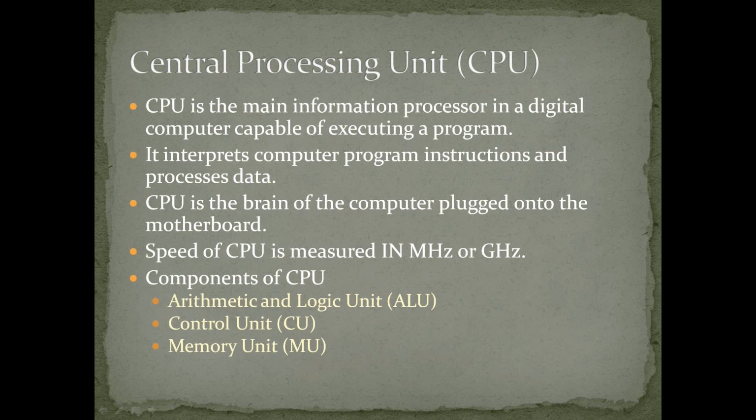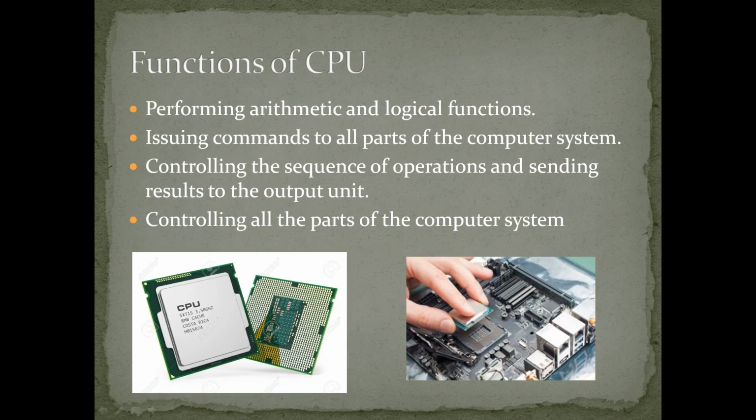Central Processing Unit. The CPU is the main information processor in a digital computer, capable of executing a program. It interprets computer program instructions and processes data. The CPU is the brain of the computer, plugged onto the motherboard. The speed of the CPU is measured in megahertz or gigahertz. Components of the CPU are Arithmetic and Logic Unit (ALU), Control Unit (CU), and Memory Unit (MU).